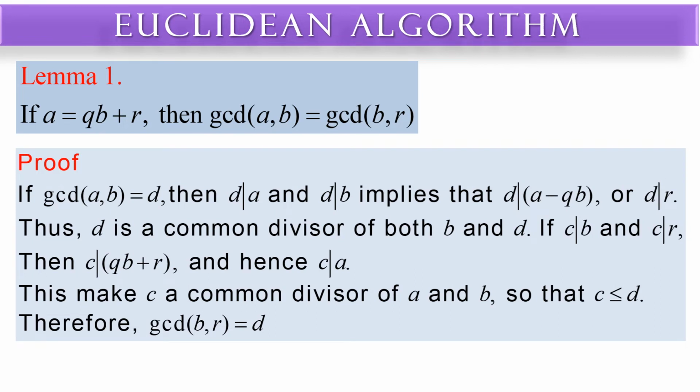Proof: if GCD of A and B is equal to D, then D divides A and D divides B, which implies that D divides A minus QB, or D divides R. Thus, D is a common divisor of both B and R. If C divides B and C divides R, then C divides QB plus R, and hence C divides A. This makes C a common divisor of A and B, so that C is less than or equal to D. Therefore, GCD of B and R is equal to D.